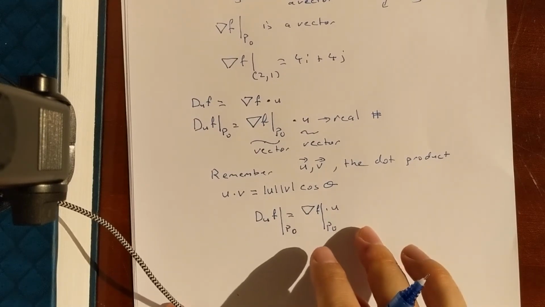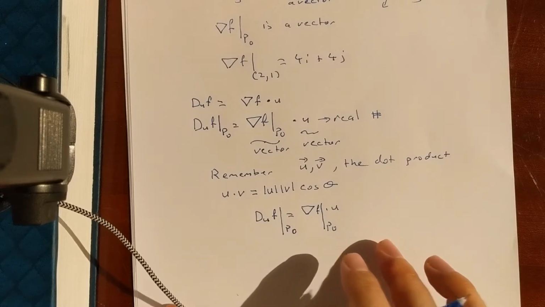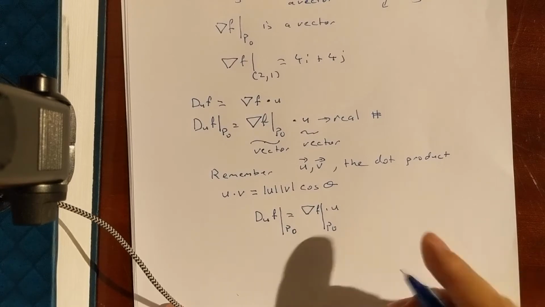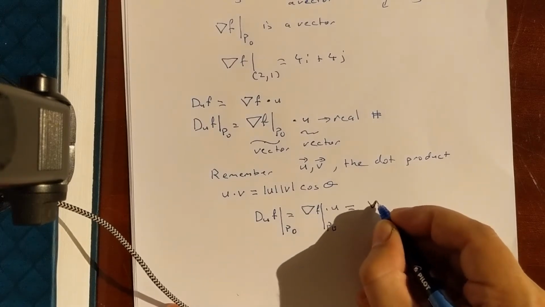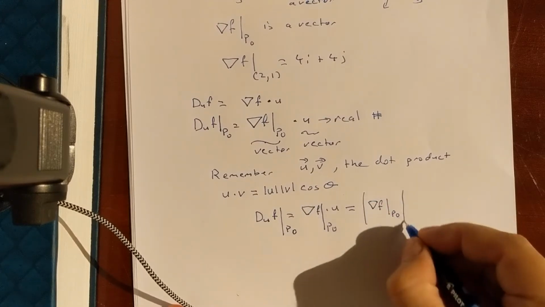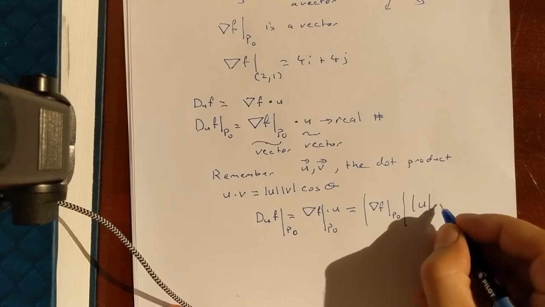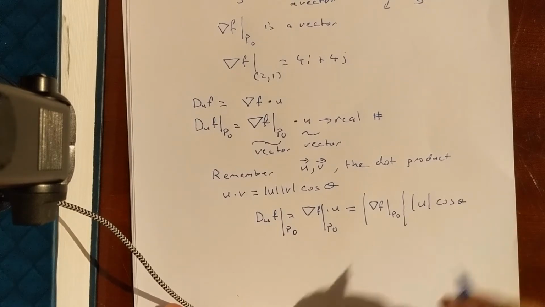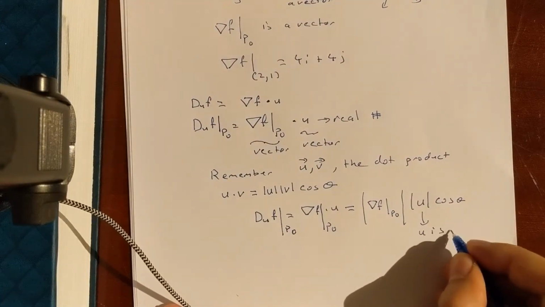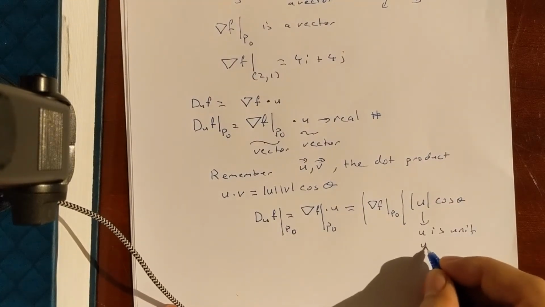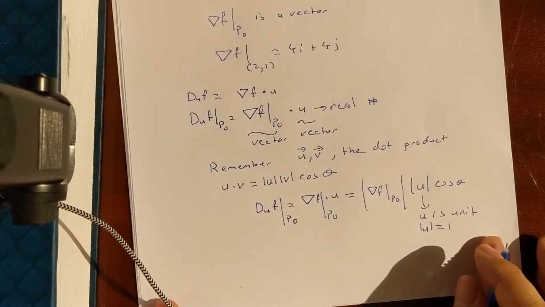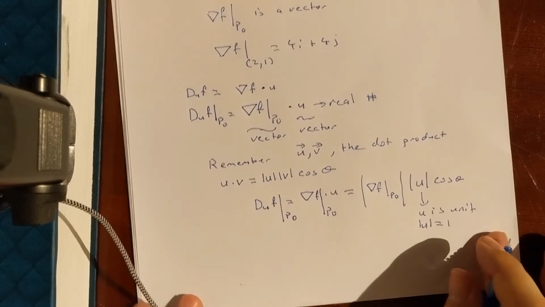Now, these are two vectors. So what do I know about the dot product of two vectors? I can just plug in the definition, and that's just going to be the length of the gradient at p naught, which is a vector, times the length of u times cosine theta. Now u is a unit vector, so obviously the length of u is just 1, and we can just get rid of that. So this is very interesting.